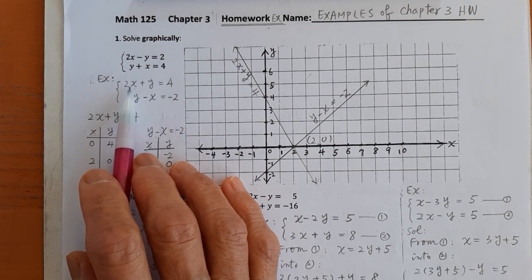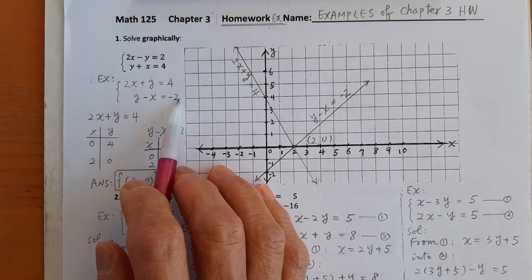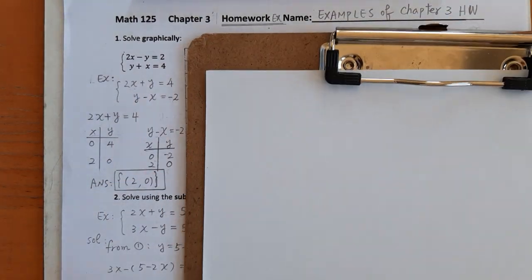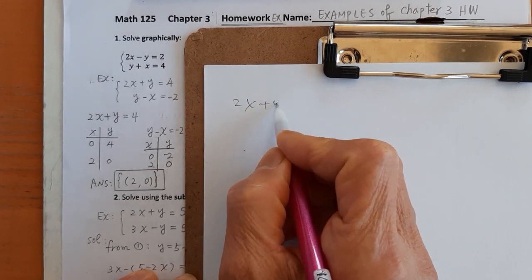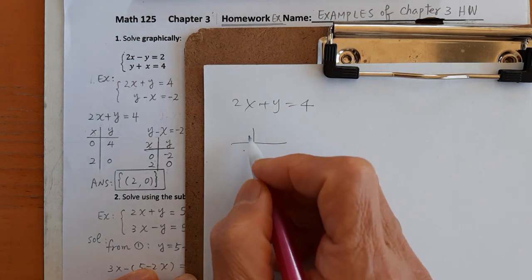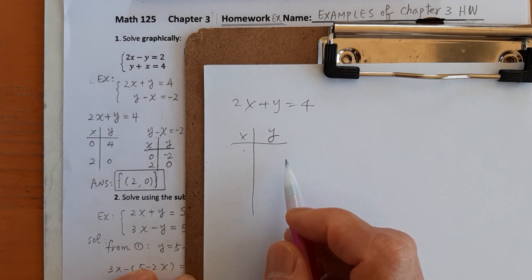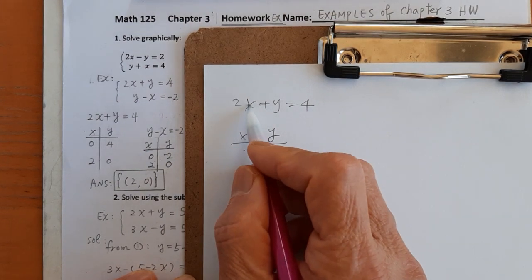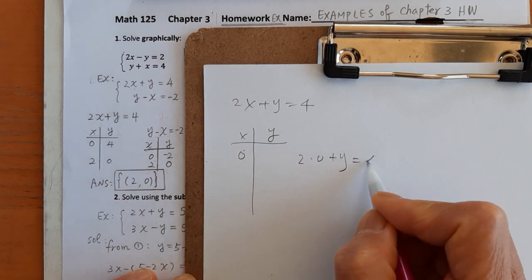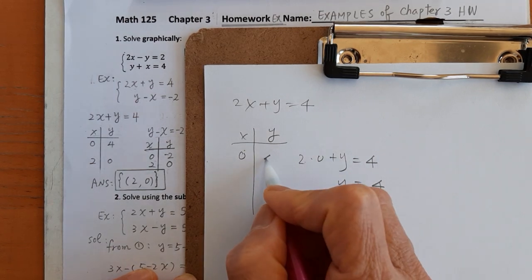Here is an example. 2x plus y equals 4, and y minus x equals negative 2. Draw the graph. First, 2x plus y equals 4. When we draw the line, we need 2 points, the x-intercept and y-intercept. We let x equal 0. We get 2 times 0 plus y equals 4. So 2 times 0 is 0, add y, so y equals 4.